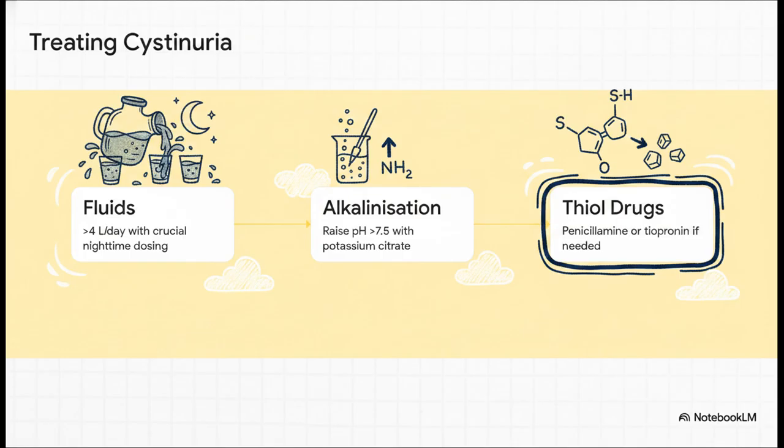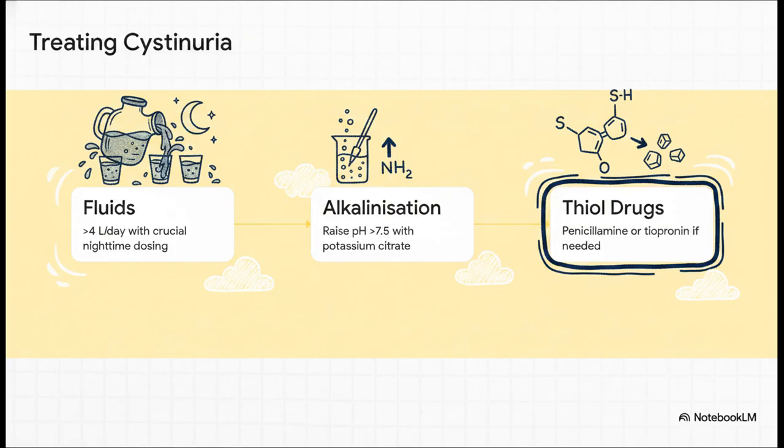So understanding that specific mechanism gives us our exact treatment strategy for cystinuria. Since the issue is purely about cysteine solubility in the urine, our goal is simple: forcibly keep it dissolved. Step 1 is to dilute the urine massively, pushing more than 4 liters of fluid a day. And clinically, this requires a crucial, albeit incredibly annoying for the patient, dose right in the middle of the night to stop overnight crystallization. Step 2 is to bump the urinary pH above 7.5 using potassium citrate.